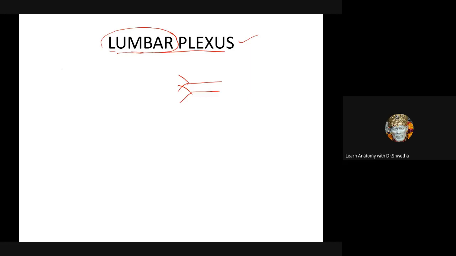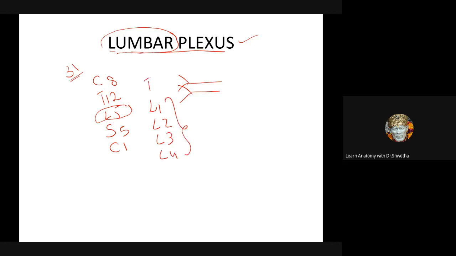You know there are 31 pairs of spinal nerves: cervical 8, thoracic 12, then you have 5 lumbar, then sacral 5 and 1 coccygeal. Of these 31 pairs, it is the lumbar spinal nerves, that is L1, L2, L3 and L4, with the contribution of a small twig from the 12th thoracic spinal nerve. All these nerves form the plexus, which is called the lumbar plexus.